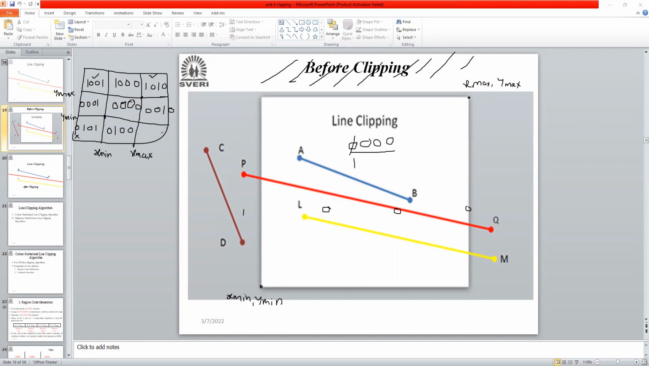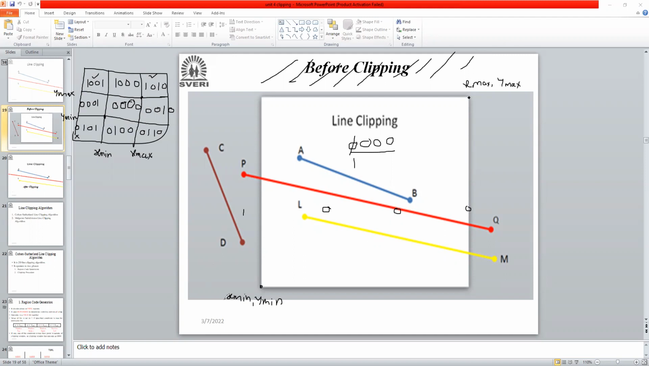Okay. And for this particular region, this region is on the bottom and right hand side. So bottom and right is having second and third bit set. So I'm having 0, 1, 1, 0 code for this region. Now all of you are getting this? Yes, ma'am. Okay.